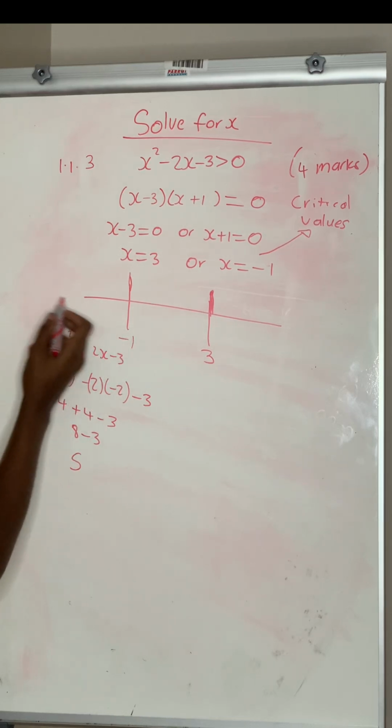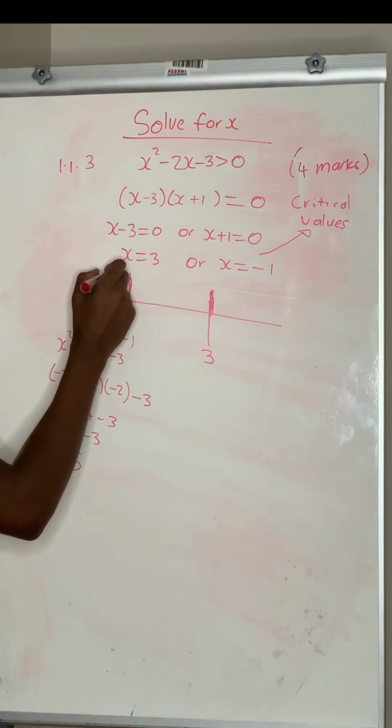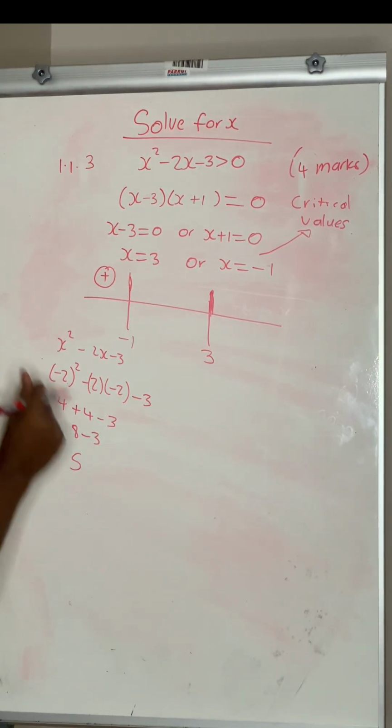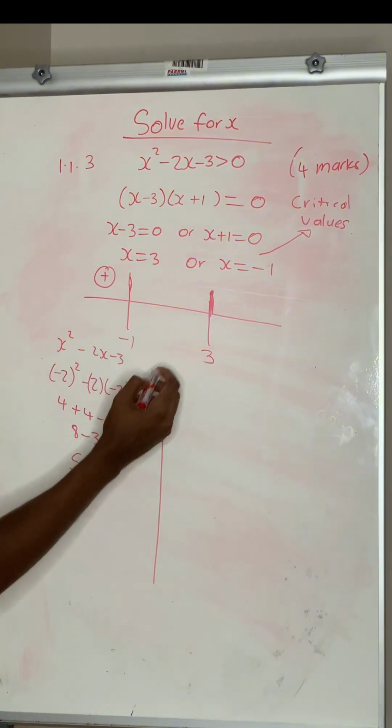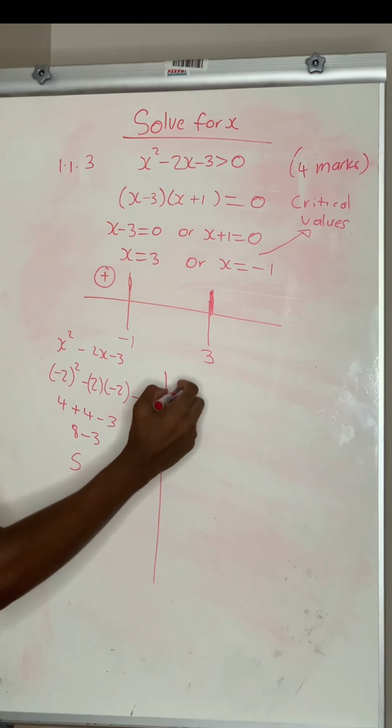So all values of x that are below negative 1 give us a positive output. Now let's try any value of x that is in between negative 1 and 3. Let's try maybe positive 1.